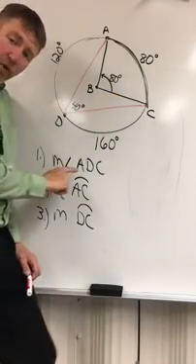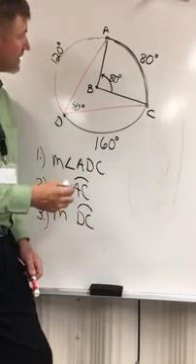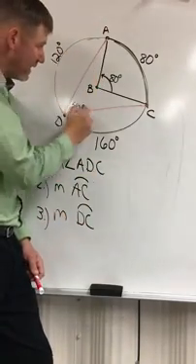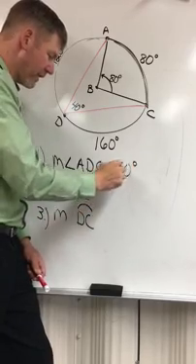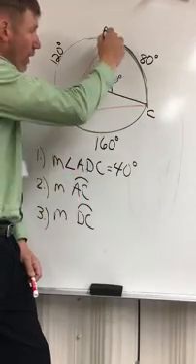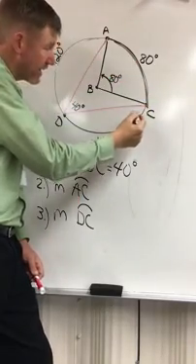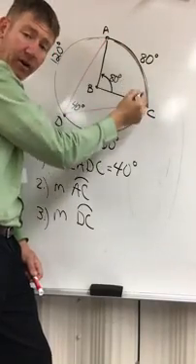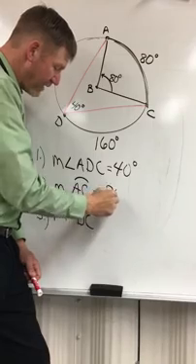Now we have to answer the questions. What is the measurement of angle ADC? Well, let's look at ADC. Well, it's this angle right here. That is 40 degrees. Okay. Let's look at the arc AC. Well, we just figured that out because all the way around it had to add up to 360, and there was an 80 degree arc left over. So arc A to C is 80 degrees.